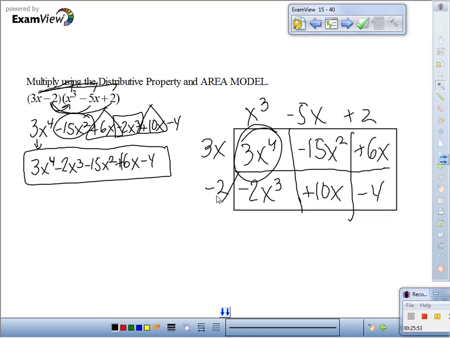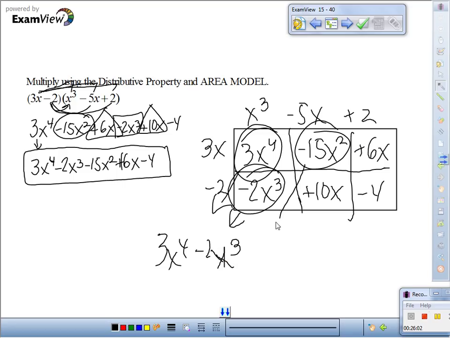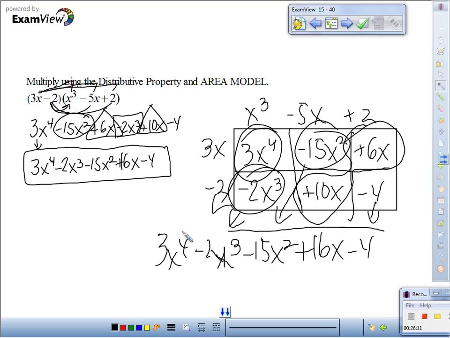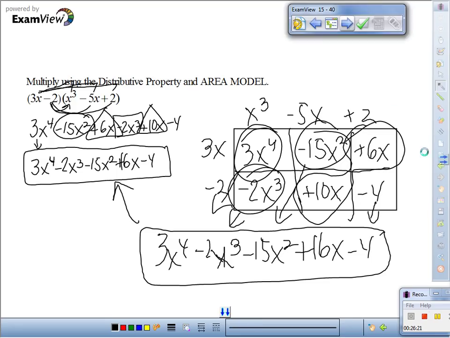Start from here, bring it down. 3x to the 4th. Bring this one down. Negative 2x, well, x cubed. Bring this one down. Negative 15x squared. Can I combine these? Yes, that's positive 16x. And bring this one down, negative 4. What did we notice? That we get the same thing as that. Piece of cake? Hands if you got that. Okay, good. Number 16.